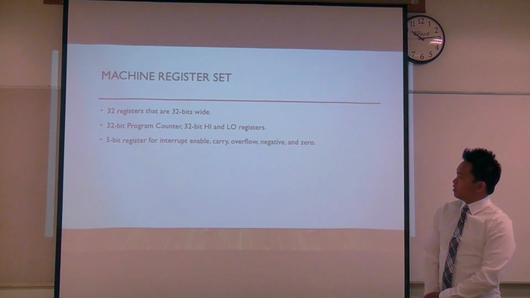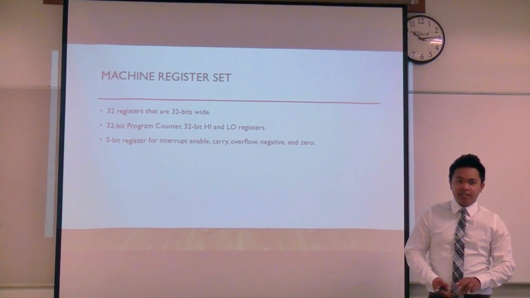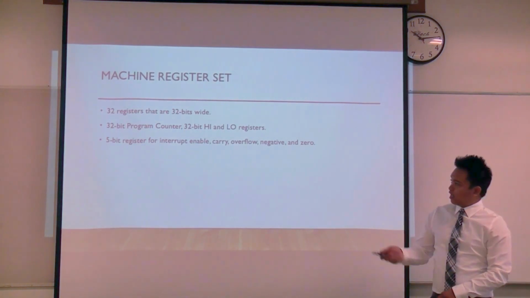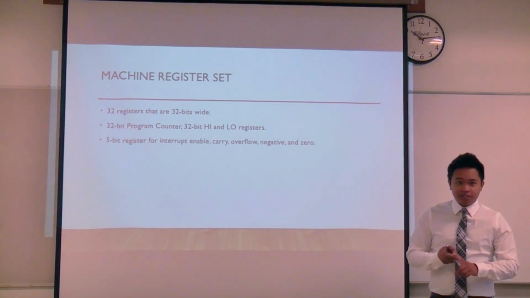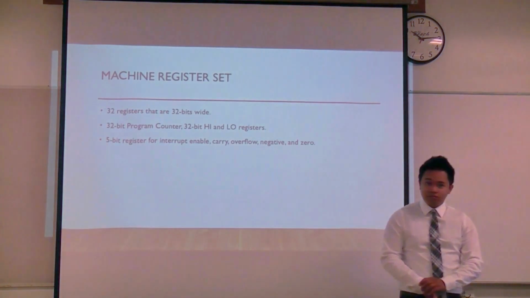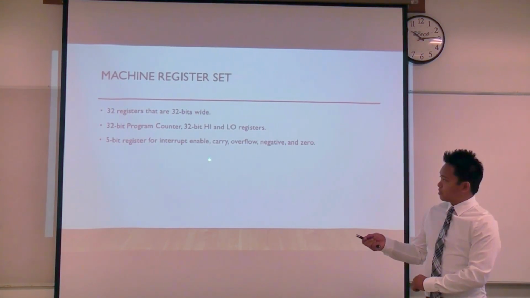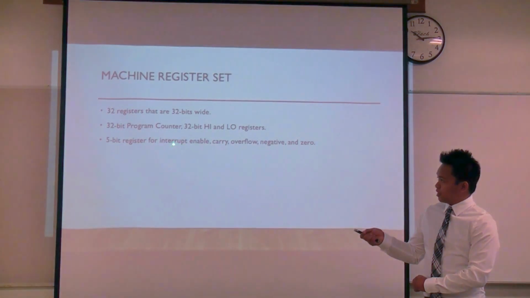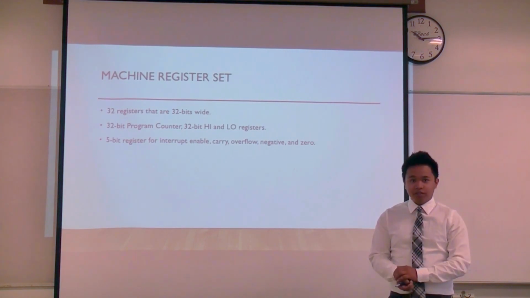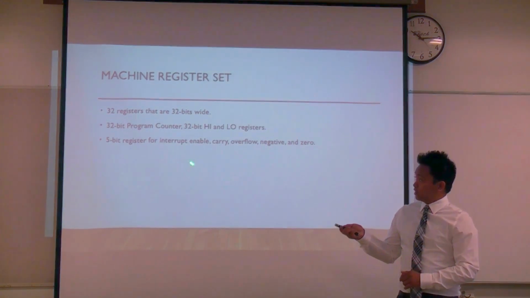In the machine register set, we have 32 registers that are 32 bits wide. We have a 32-bit program counter, high and low, and 5-bit registers for flags and the interrupt enable. Flags are going to consist of carry, overflow, negative, and 0. Now, is that an enhancement to the MIPS, having the five bits for those particular flags? The enhancement that we have in the MIPS is the interrupt enable. This allows us to allow interrupts to happen, whether they're external or internal, in the system. Okay.